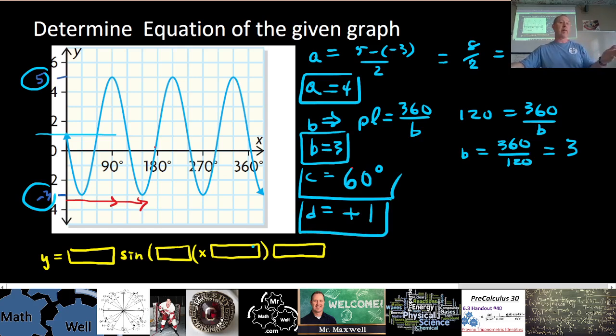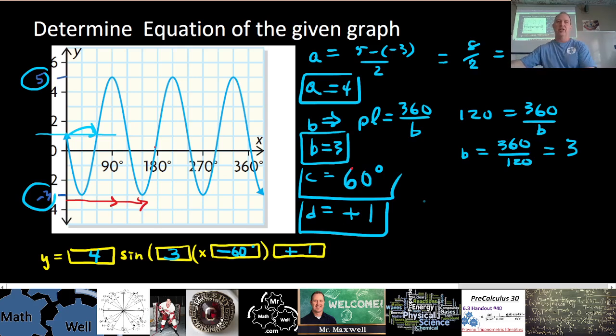Now that we've done all that work, it's pretty easy to put it into the format. So what is A? A is 4, so I put 4 in front of the sine. B is 3, so I put 3 right here where the B letter goes. And then 60, so I've moved this to the right 60. So what does that look like after the x? Plus 60? Close. It's actually minus 60. Remember, it's opposite of what you kind of think. So it's minus 60. And then outside of the brackets, the D value is plus 1.